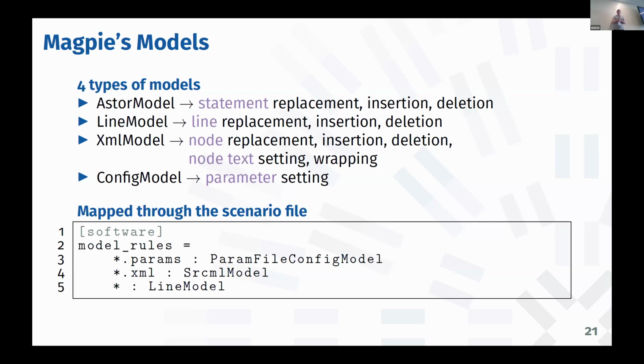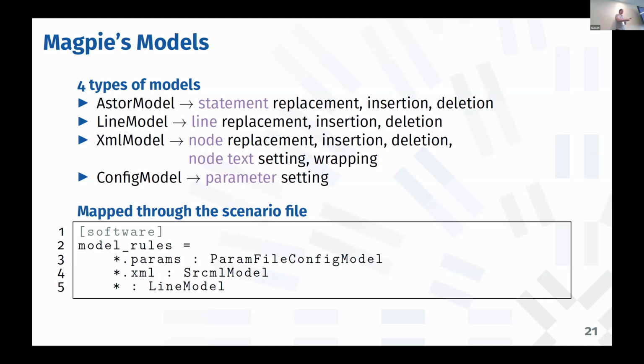For those, we can provide replacement, insertion, deletion for both lines and XML. Magpie provides for nodes also, changing the content of the node and wrapping around the text of the node. Yeah? It was pointing out that you can mix those mutations and change parameters. Yeah. I will go back to that at the very end.